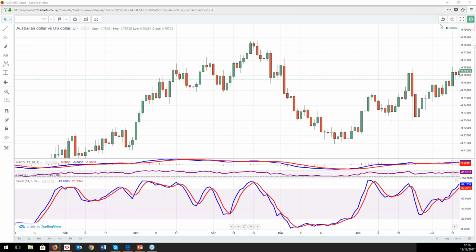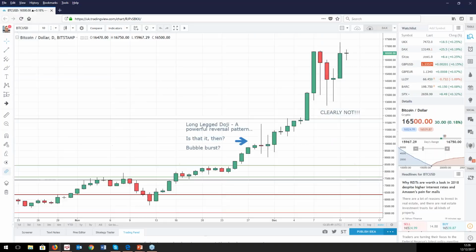Right, so this is my TradingView account. This is my Bitcoin chart, and I was looking at these long-legged doji patterns. Do you remember when we were doing candles? I was looking at these long-legged doji patterns back at the end of November, and thinking, oh, that could be the high. Is the bubble burst? Well, no, clearly not. Off we go again. Although 17,000 does seem to be causing the bulls some troubles now.